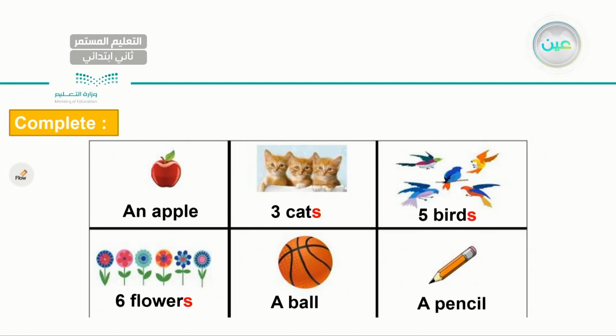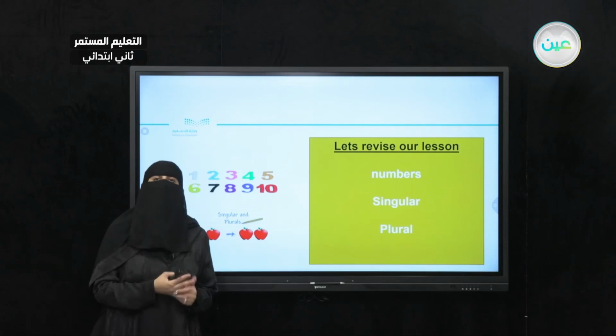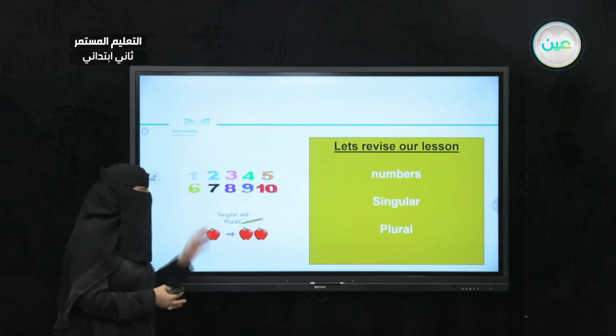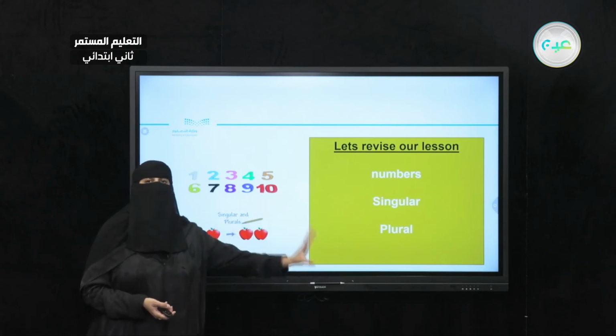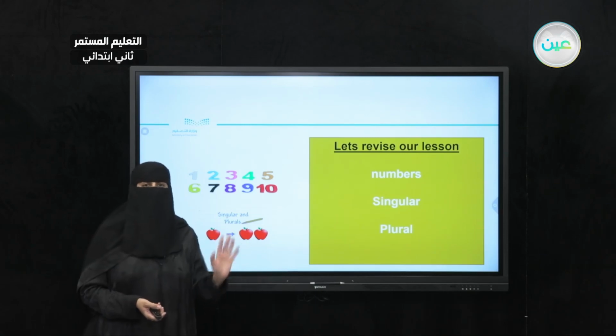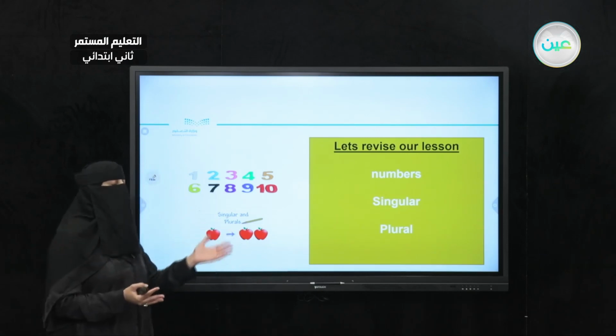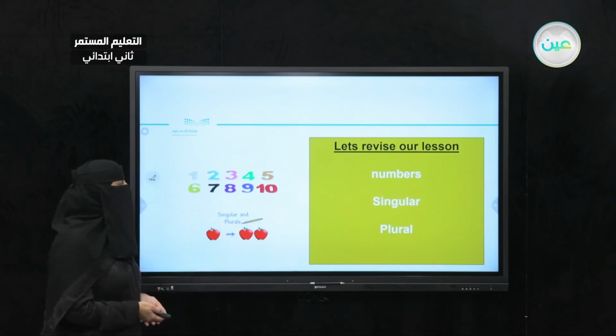A pencil. Very good. Now, let's revise what we have learned, my dear student, in this lesson. In this lesson, we practiced number. Actually, we took so many exercises about numbers because that was an introduction for the singular and plural. We were able also to name some items as singular. For example, I have an apple, an orange, a banana, a boy, a girl. And we also named the plural apples, oranges, bananas, boys and girls.